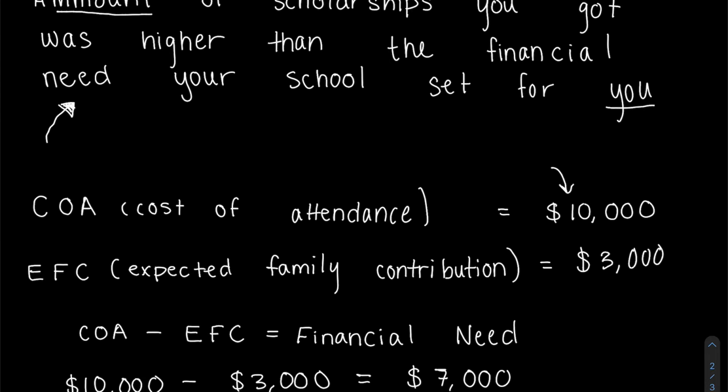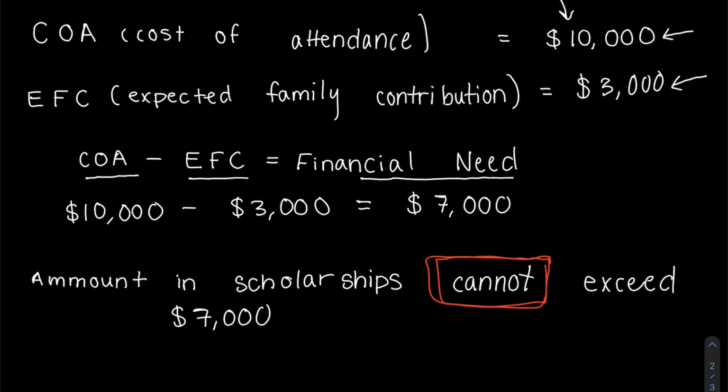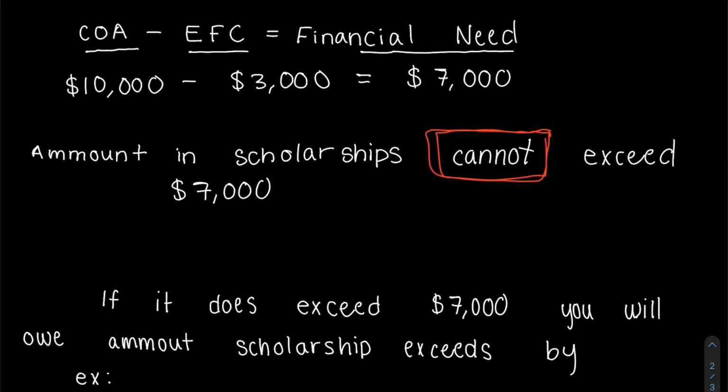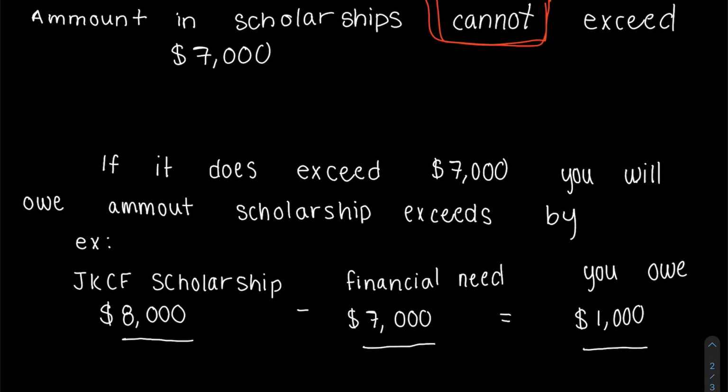So for a simple example, if your university says that their cost of attendance is $10,000, they expect you to pay out of pocket $3,000. That means your financial need is $7,000. If you get scholarships that exceed $7,000, they will retract the scholarships by the amount in which it exceeds. In other words, if you get $8,000 worth of scholarships and they set your financial need as $7,000, they will retract your scholarships and make you pay $1,000. So now that you know what it is, you can avoid it, and we're just going to continue on.